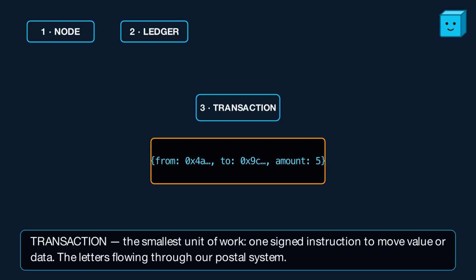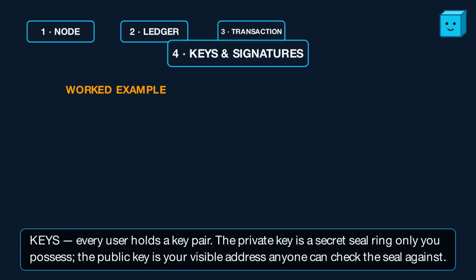Transaction. The smallest unit of work. One signed instruction to move value or data. The letters flowing through our postal system. Keys. Every user holds a key pair. The private key is a secret seal ring only you possess. The public key is your visible address anyone can check the seal against.